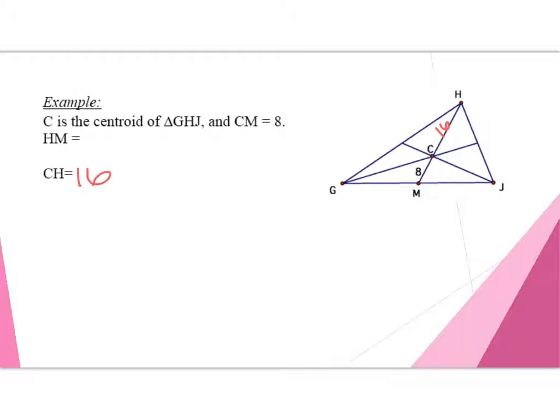So then HM is the entire median. So HM is just going to be 24 because it's the sum of those two pieces.